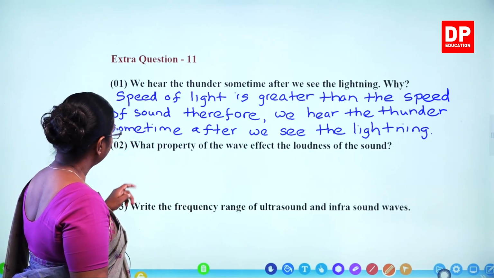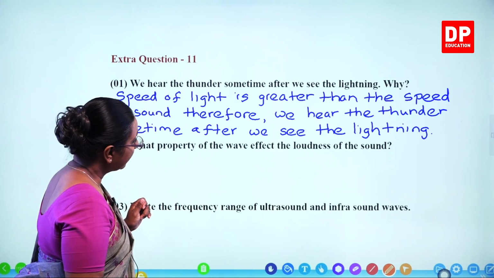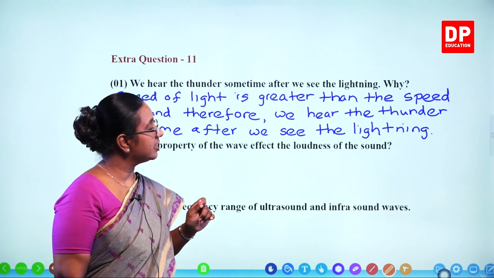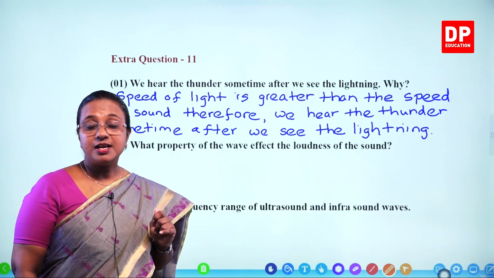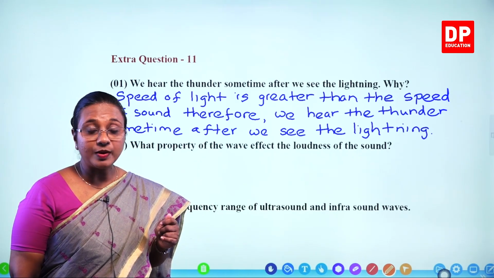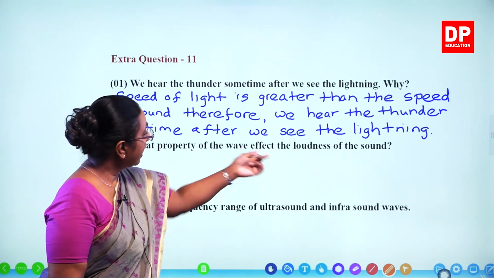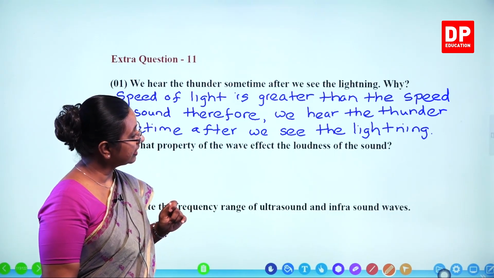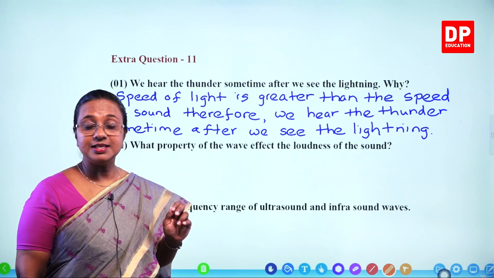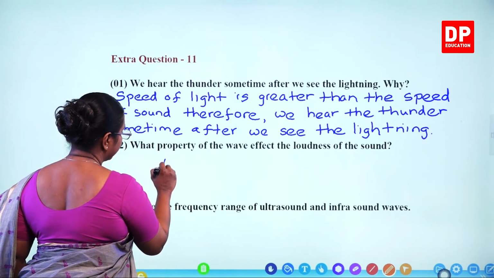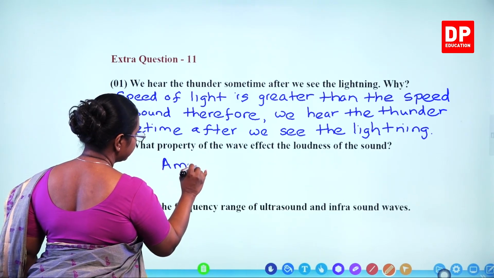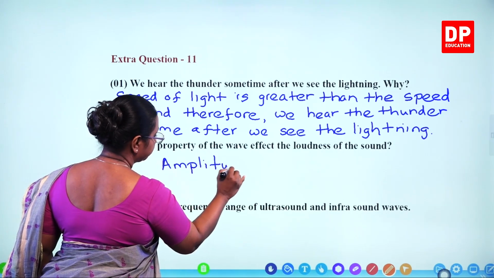The next one. What property of the wave affects the loudness of the sound? You all know there are different properties of physical quantities for waves, and one of those affects the loudness. What is it? It's the amplitude. So, here we can directly write the answer as amplitude.